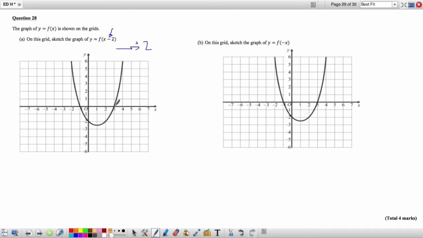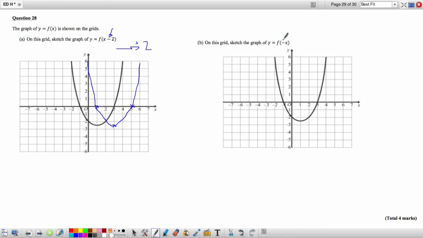So our crossing point here at 3 becomes here at 5, our crossing point here at -1 will then be at 1, and our minimum point here, which is 1, will go to 3. So then we're coming up here, exactly the same graph, it hasn't been stretched. So you can draw a neater one, and there.